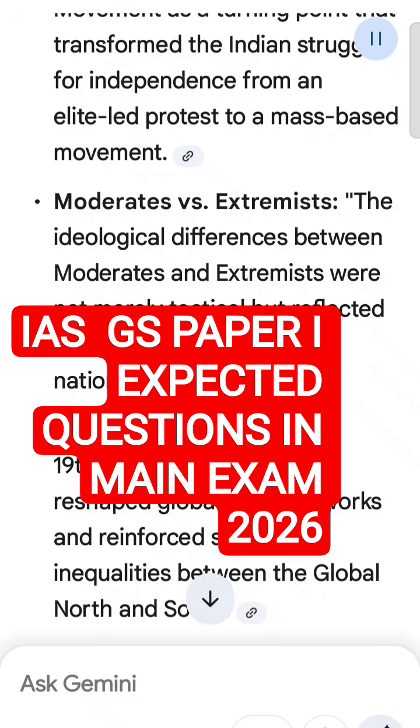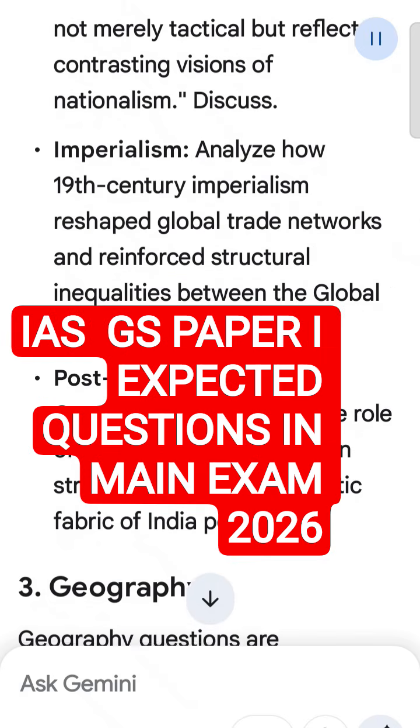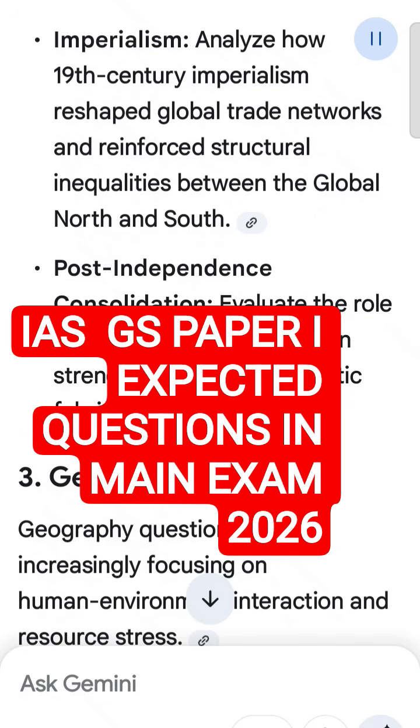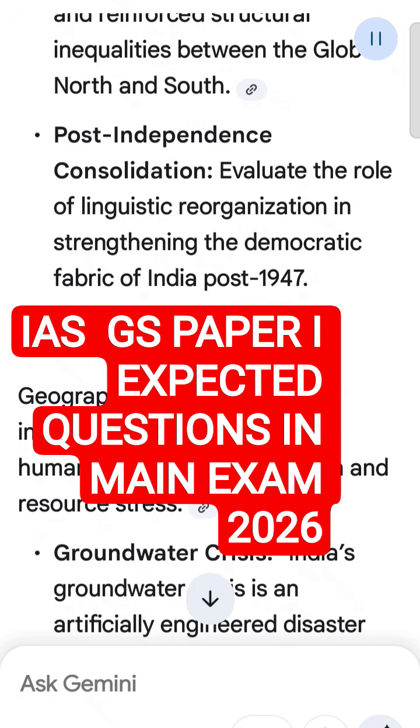Discuss imperialism. Analyze how 19th century imperialism reshaped global trade networks and reinforced structural inequalities between the global North and South. Post-independence consolidation. Evaluate the role of linguistic reorganization in strengthening the democratic fabric of India post-1947. 3. Geography. Geography questions are increasingly focusing on human-environment interaction and resource stress.